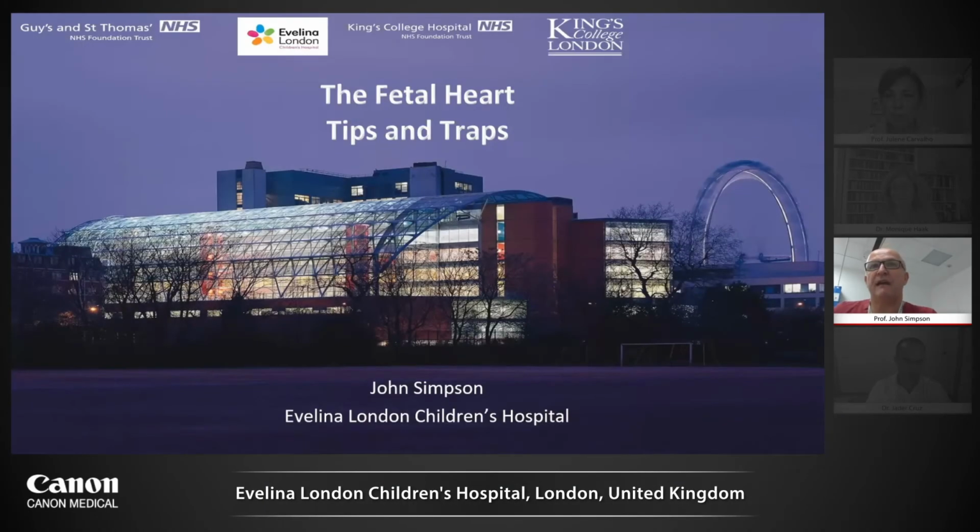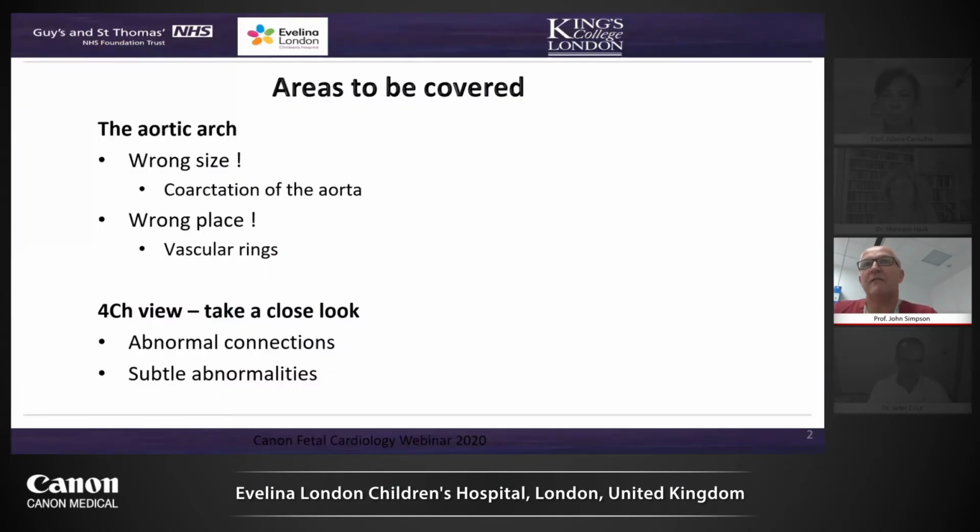So the sort of things I'm going to cover are partly to do with the aortic arch, where I'm going to classify this as wrong size, and vascular rings, where I'm really looking at wrong place. I'm going to take a very close look at the four-chamber view and look at some abnormal connections and some subtle abnormalities. I think it would be a really big mistake of me to try and cover everything in 13 or 14 minutes. So I'm going to try and pick out selected examples and then field questions as we go through.